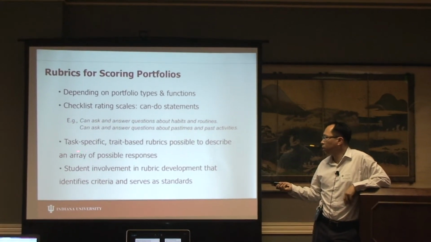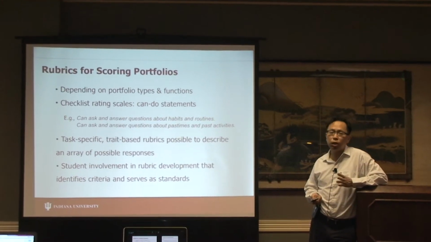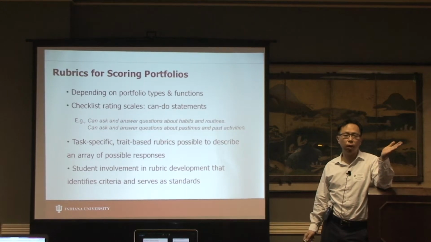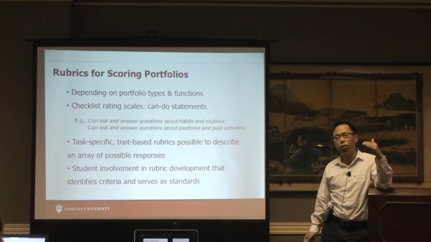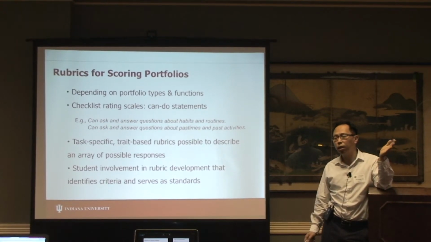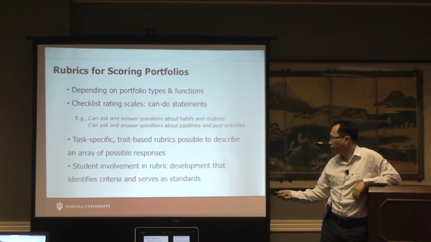Also, you could use some more test-specific, trait-based rubrics. The example that I showed you is more like this. So you could have more detailed comments about their language, like comments on fluency, pronunciation, grammar, or vocabulary. But that's one option that you could choose.